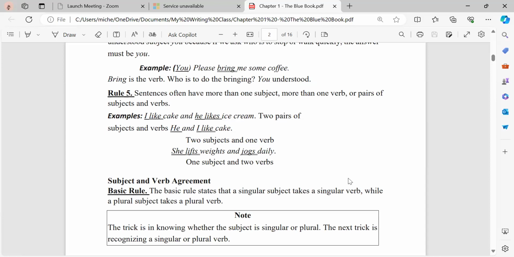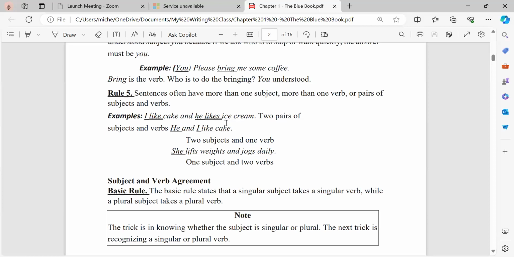Rule number 5: sentences often have more than one subject, more than one verb, or pairs of subjects and verbs. Okay, so this is more complex than the previous rules. Sometimes, like it says right here, there is more than one subject, or it could be a compound subject or something like that. So here are a few examples.